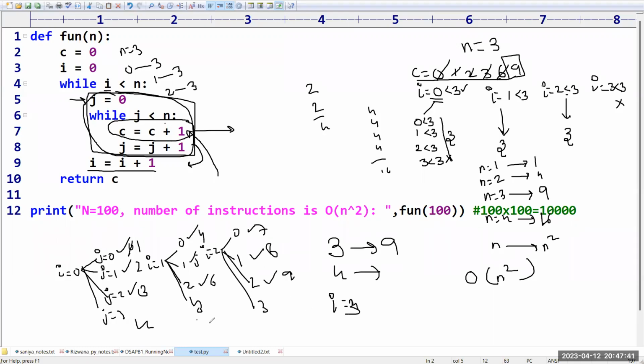Got it? Yes, sir. 4 times here, 4 here, 4 here, 4. Total 16. Got it? Yes, thank you, sir. I request everyone to please confirm. Clear up to this?